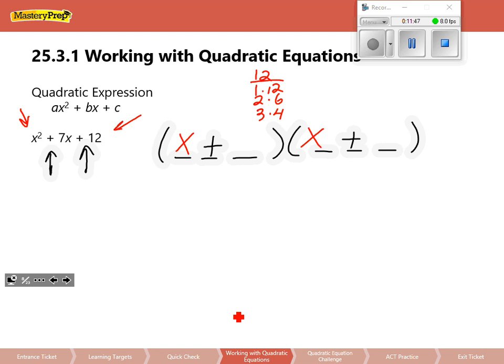Now at this point here, we're going to pick one, check it, try it out, plug it in and check to see if it works. Well, which one of these factors do we want to try first? 3 and 4.